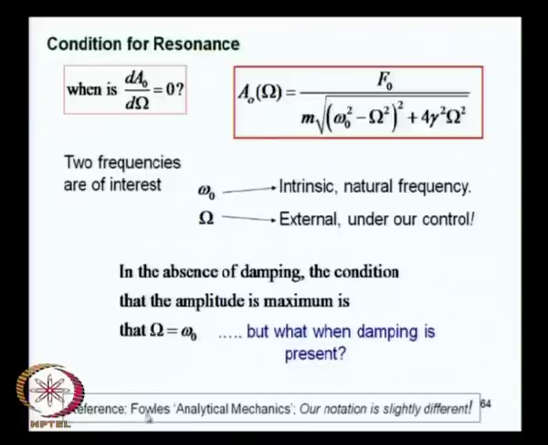There is a very nice book by Fowles called Analytical Mechanics, but the notation that we have used is slightly different. So, you cannot use the notation from Fowles directly, but Fowles is a good source. The Berkeley Physics course volume 1 is also a good course. You find discussion in some of the other books as well, but Fowles is a good source for this.